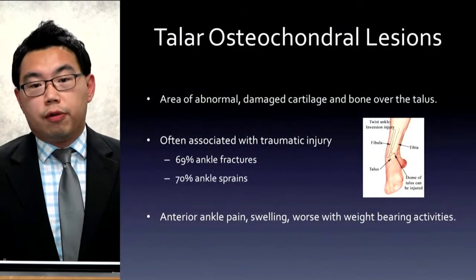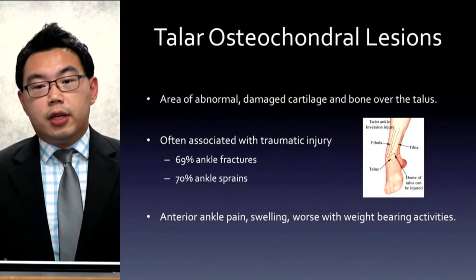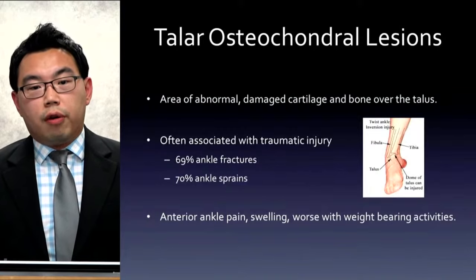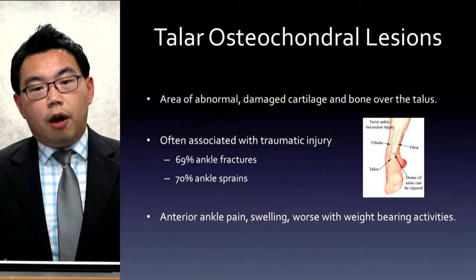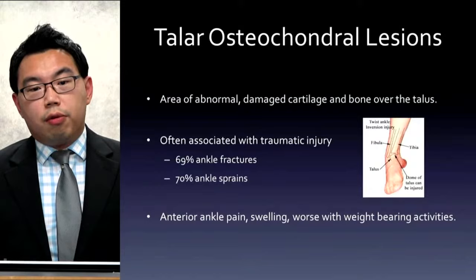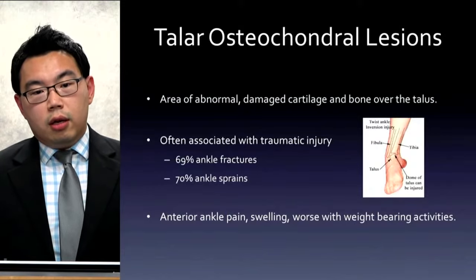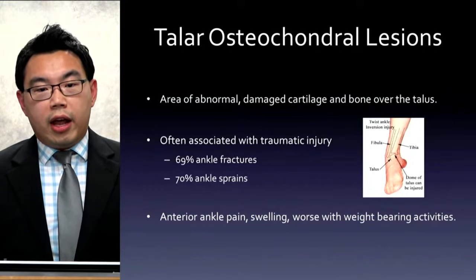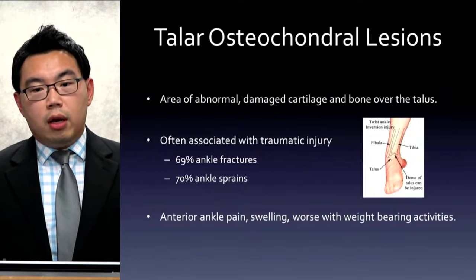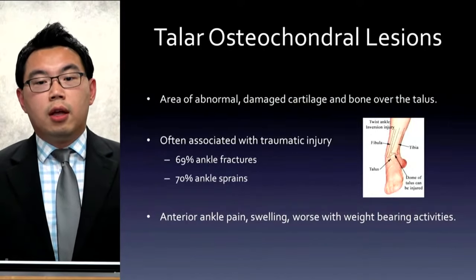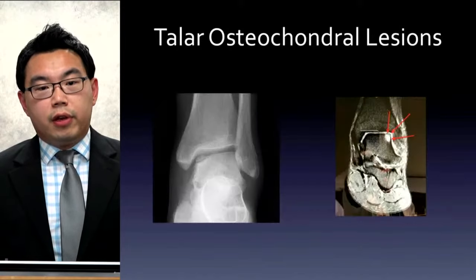And next, we're talking about talar osteochondral lesions. The definition is an area of abnormal or damaged joint surface or cartilage and bone over the talus, which is what we consider the floor of the ankle joint. These are often associated with traumatic injuries such as ankle fractures or ankle sprains. Most of us probably have sprained an ankle at some point in our lifetime, and these lesions are often present but underdiagnosed. This can translate to persistent anterior ankle pain, swelling, and worse symptoms with weight-bearing activities.